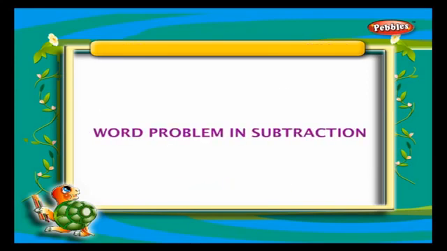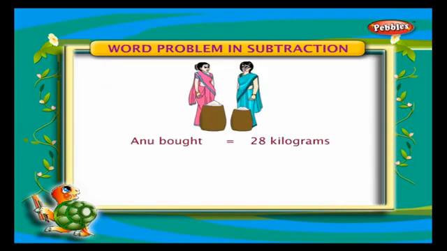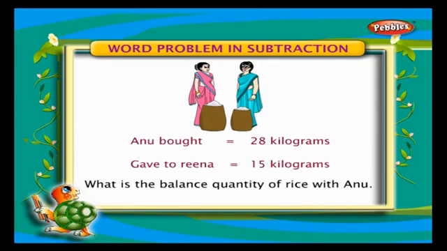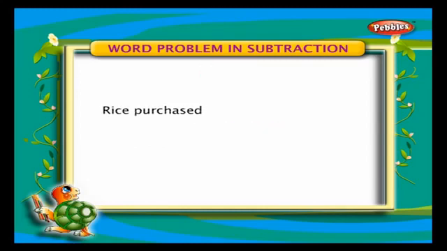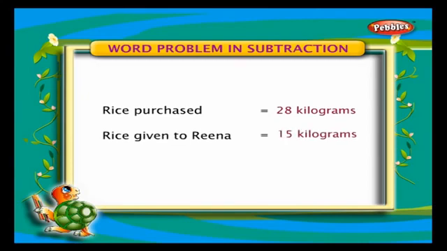Word problem in subtraction. Anu bought 28 kilograms of rice. She gave Reena 15 kilograms of rice. What is the balance quantity of rice with Anu? Solution. Rice purchased is equal to 28 kilograms. Rice given to Reena is equal to 15 kilograms. Subtract ones column. 8 minus 5 is 3. Subtract tens column. 2 minus 1 is 1. So, the balance quantity of rice with Anu is 13 kilograms.